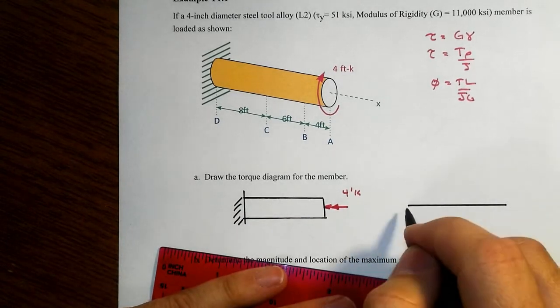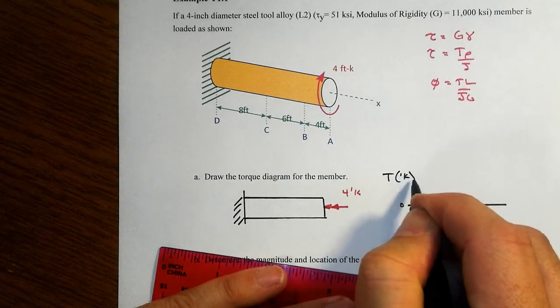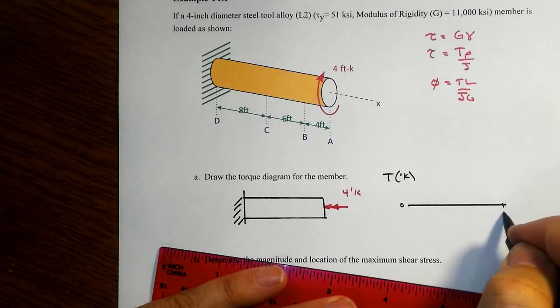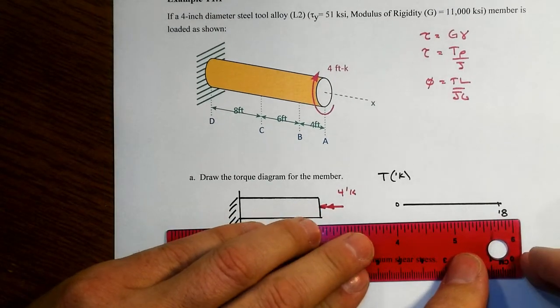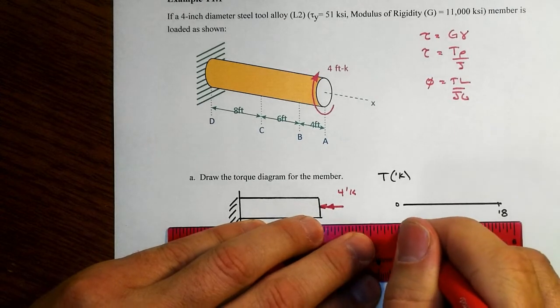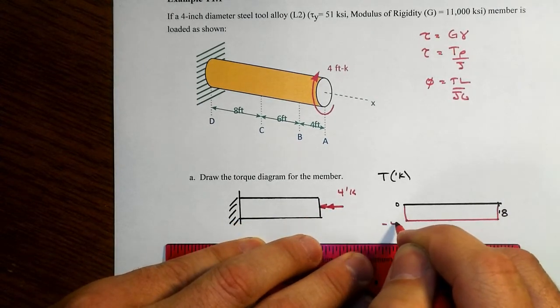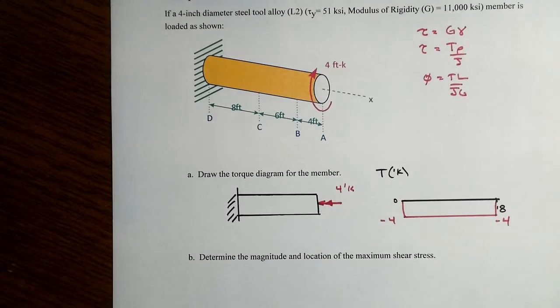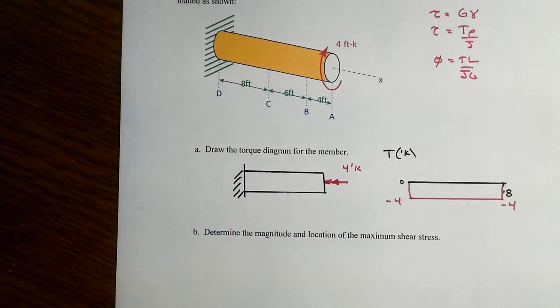And again, since this is constant all the way along its length, we can just show this like so, and negative because of our positive sign convention. And there's your minus 4 foot-kip in your torque diagram, illustrating very clearly to us that we have constant internal torque all the way along the length of this member.